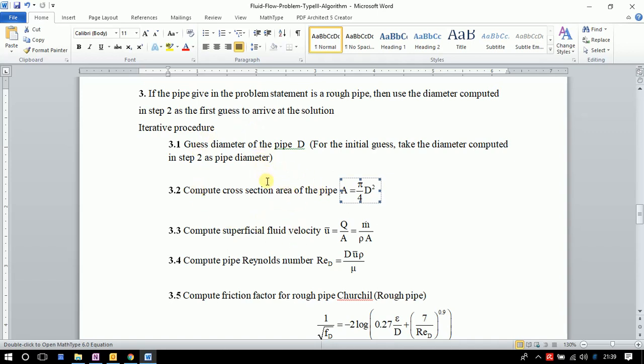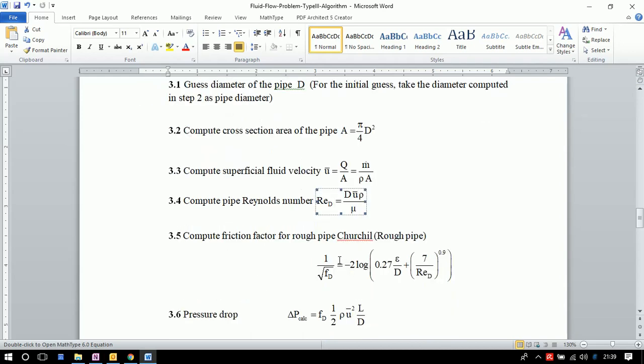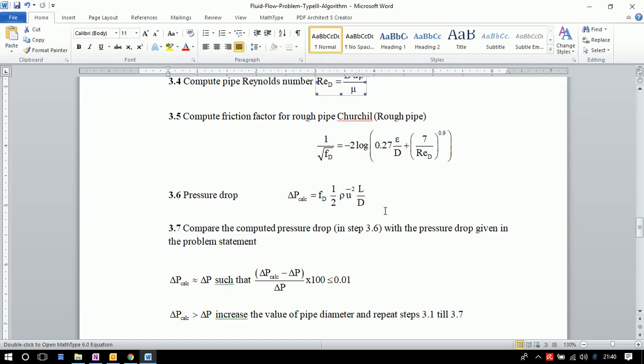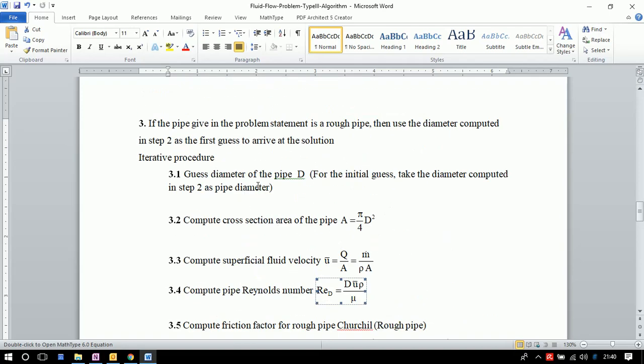Then at the guess value of the diameter, we compute the cross-section area of the pipe. Then we calculate the superficial velocity and the Reynolds number. And then, because the pipe is a rough pipe, we use the Churchill correlation to find the friction factor. And once we find the friction factor, we calculate the pressure drop. Now once you calculate the pressure drop, you compare the calculated pressure drop with the pressure drop that is given in the question. Now if the deviation is less than 1%, then we assume that we have converged, and whatever is the diameter that is assumed in step 3.1 is the answer.